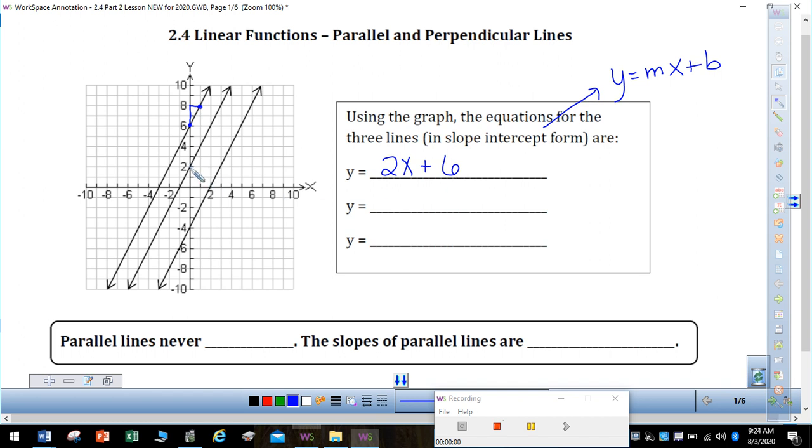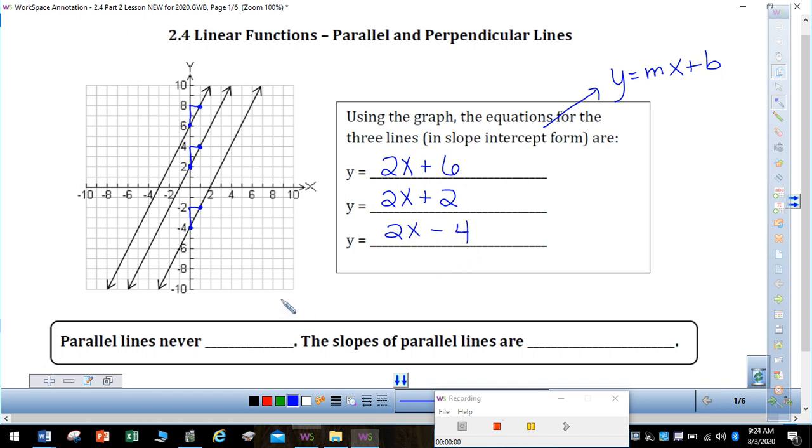The second line has a y-intercept of 2. And if we look at the slope to the next point on that line, it looks like it's the same. Up 2 over 1, 2 over 1 is the same thing as 2. So this one has a slope of 2 and a y-intercept of 2. And our last line has a y-intercept of negative 4. To get to the next point, it's the same slope, up 2 over 1. So that equation is y equals 2x minus 4.